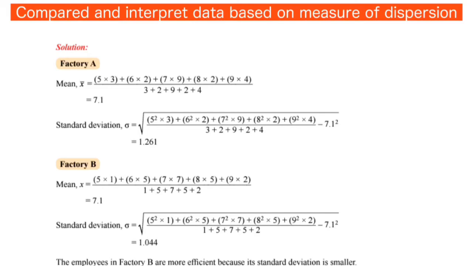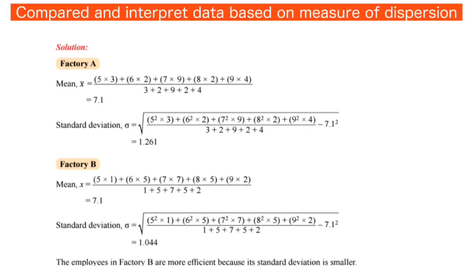How to find the standard deviation for factory A? So it's the square root of the sum of fx squared over the sum of f, minus the mean squared. So we will take 5 squared times 3 plus 6 squared times 2 plus 7 squared times 9 plus 8 squared times 2 plus 9 squared times 4, over 3 plus 2 plus 9 plus 2 plus 4, minus the mean 7.1 squared, then only use the square root. So the standard deviation for factory A is 1.261.